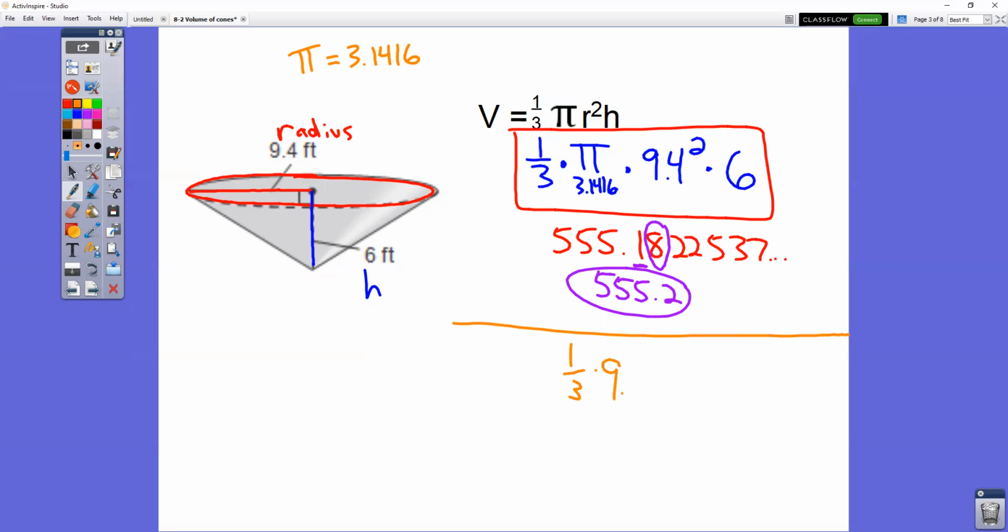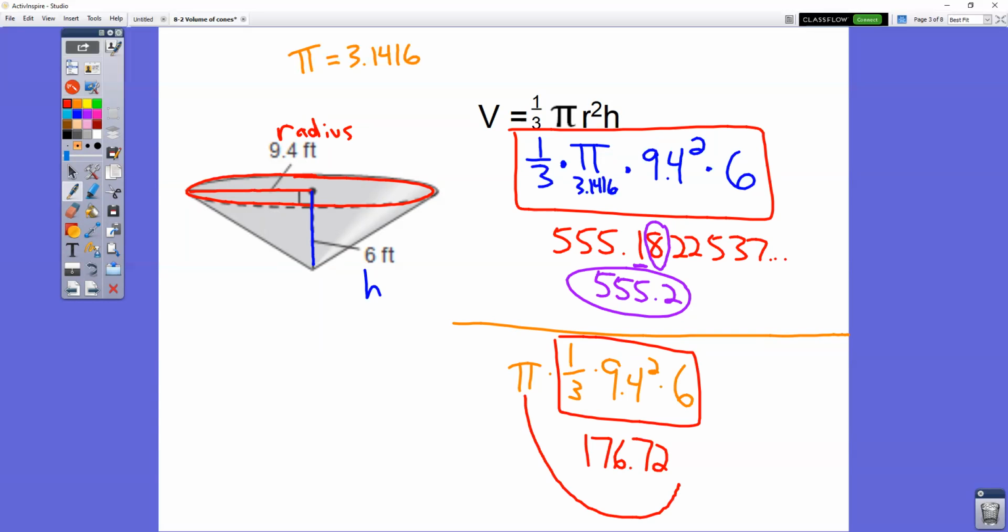If we were leaving it in terms of pi, we're still going to have our 1/3. We're still going to have our 9.4 squared. We're still going to have our 6. But then we're just going to stick that pi in at the end. So what you're going to type into the calculator is 1/3 times 9.4 squared times 6, and you get 176.72, and then just take that pi symbol and stick it in at the end. So we have 176.72 pi.